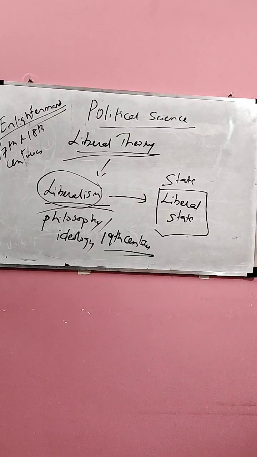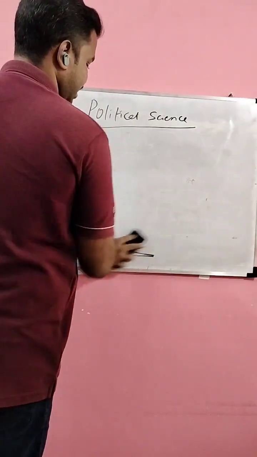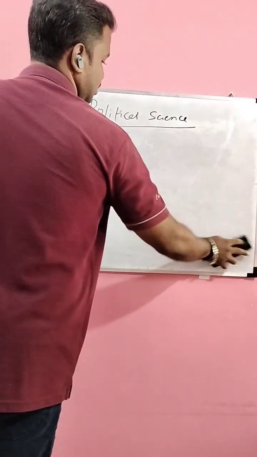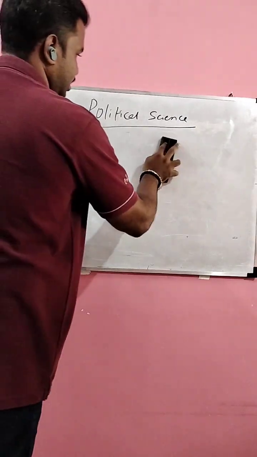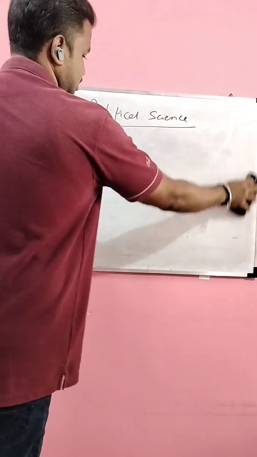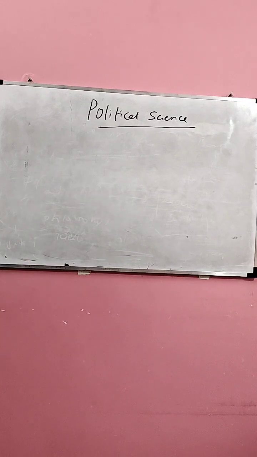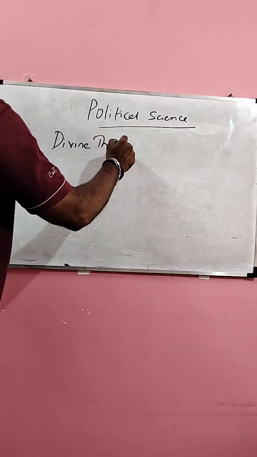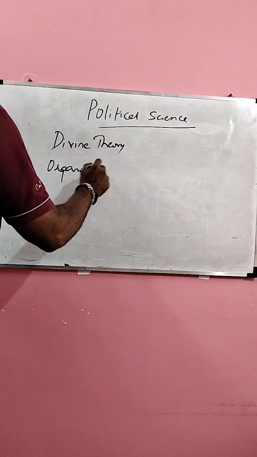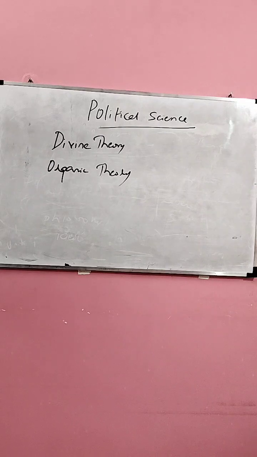Before enlightenment, the political philosophy in the West as well as in the East, it is dominated by other theories, especially divine theory of state and organic theory of state. Let's look into them briefly. Let's not drill into them in detail right now. We will discuss them in detail separately.